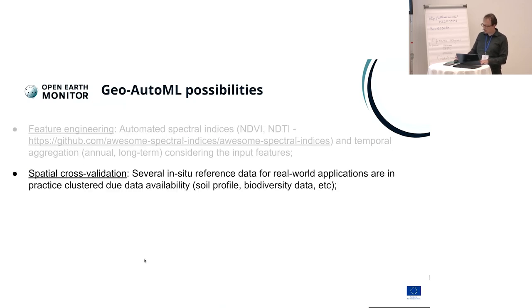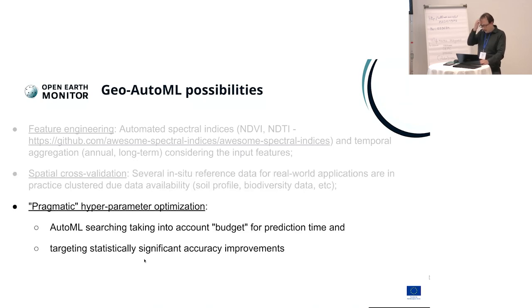The other thing is that when you have several in situ reference datasets in real-world applications, they are mostly clustered because it depends on data availability. We will not have a LUCAS; that's quite the exception. If you really want to model, for example, tree species, you just get the data that is available, and the data will be clustered, so you need to address that. The way we do it is with spatial cross-validation, to avoid overfitting and problems like that. For me, that's the most important thing.